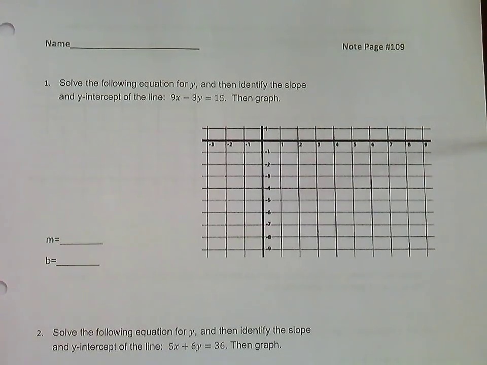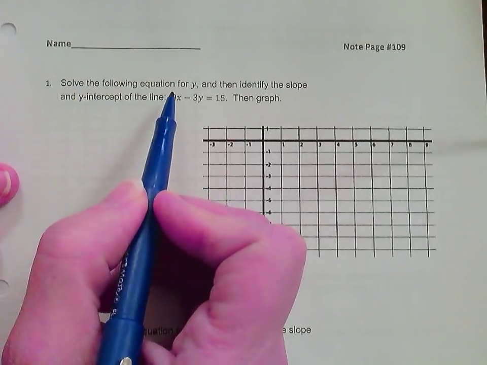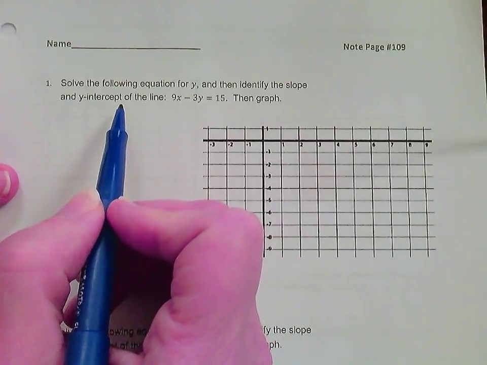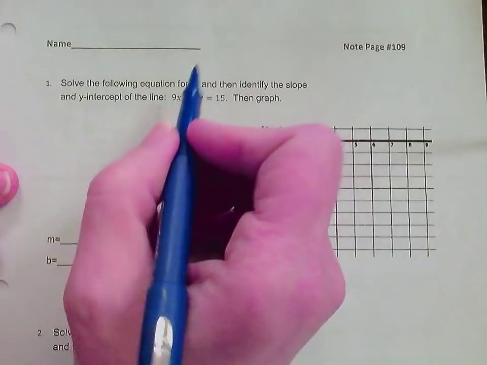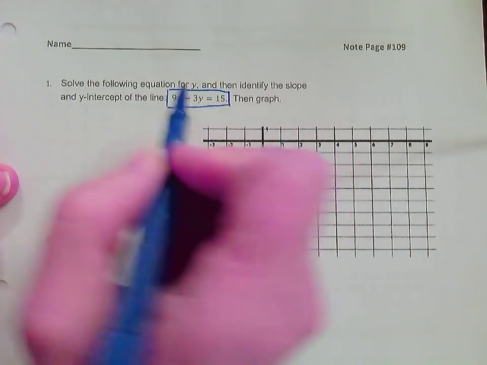Today we're going to continue to graph using slope-intercept form, but our equations look a little different. Let's read question number 1. Solve the following equation for y, then identify the slope and y-intercept of the line 9x minus 3y equals 15, then graph. So this is my equation. My equation looks a little bit different than what we've been looking at.